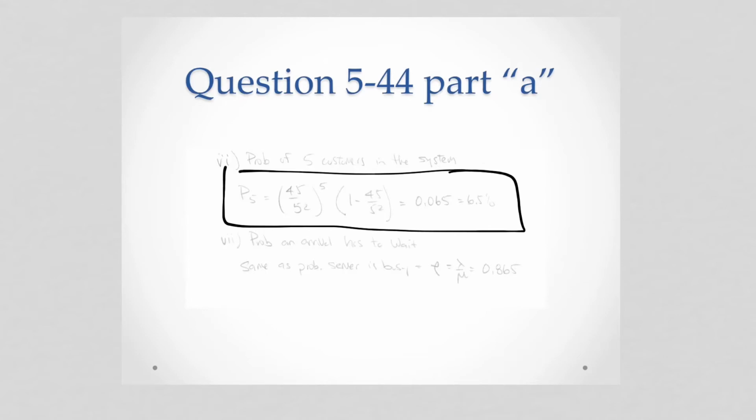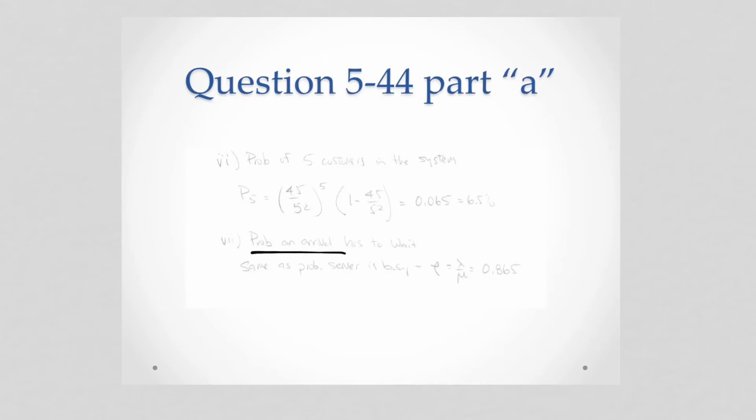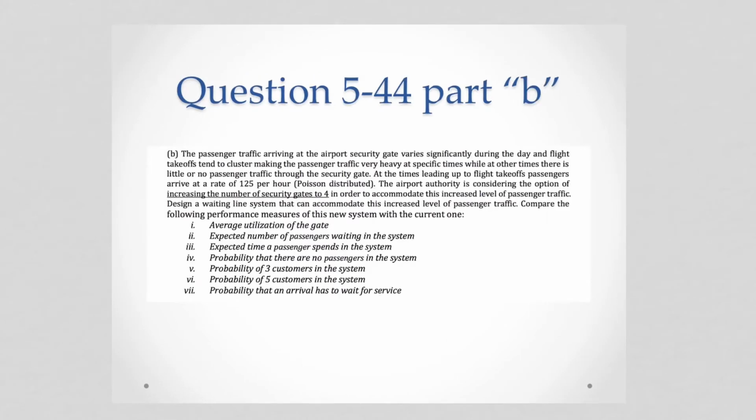And then the next question was, what's the probability that an arrival has to wait? This is the exact same thing as the probability that the server is busy. It's just rho, the exact same thing. So probability an arrival has to wait is the same thing as saying the probability the server is busy. It's rho, the exact same calculation we did back at the first part of the question. Okay, so far so good. So that's part A.